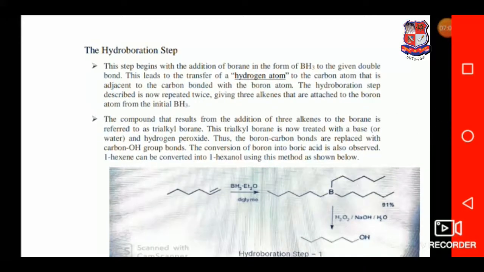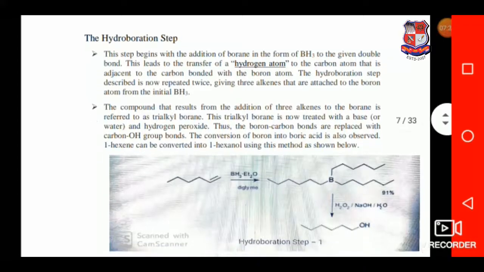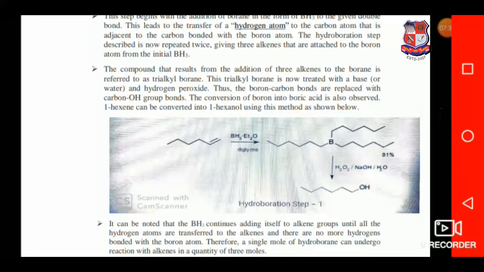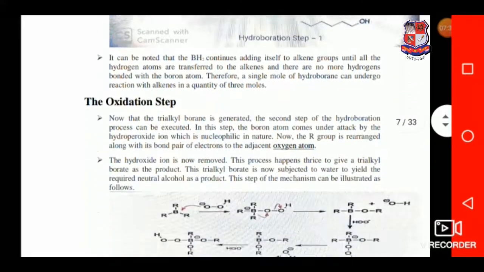Hydroboration step. This step begins with the addition of boron in the form of BH3 to the given double bond. This leads to the transfer of a hydrogen atom to the carbon atom that is adjacent to the carbon bonded with the boron atom. The hydroboration step described is now repeated twice, giving three alkyl groups attached to the boron atom from the initial BH3. This is the example of how we can obtain the alcohol.